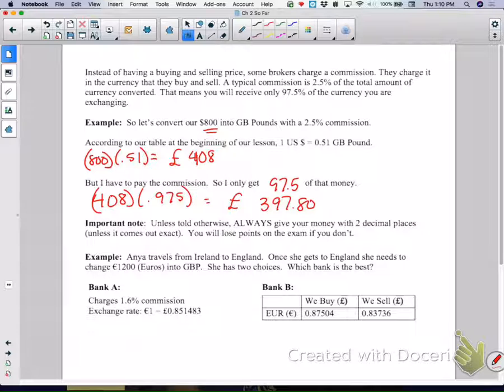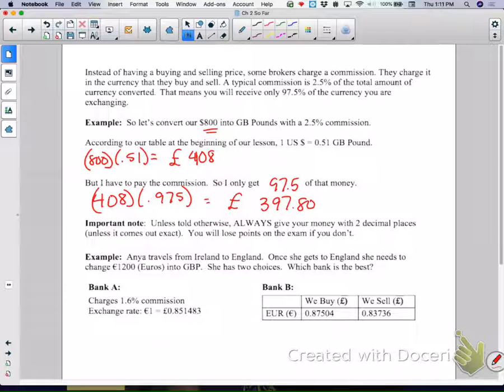Now, it's been a long time since I've been abroad, but one thing I will say is I can remember that there are some vendors that will take U.S. dollars instead of taking their currency because they will wait until the dollar is high. So they actually can maybe make more money than if they had accepted it in the Great Britain pounds. Now, I told you this earlier. Again, unless you're told otherwise, always give your money with 2 decimal places.